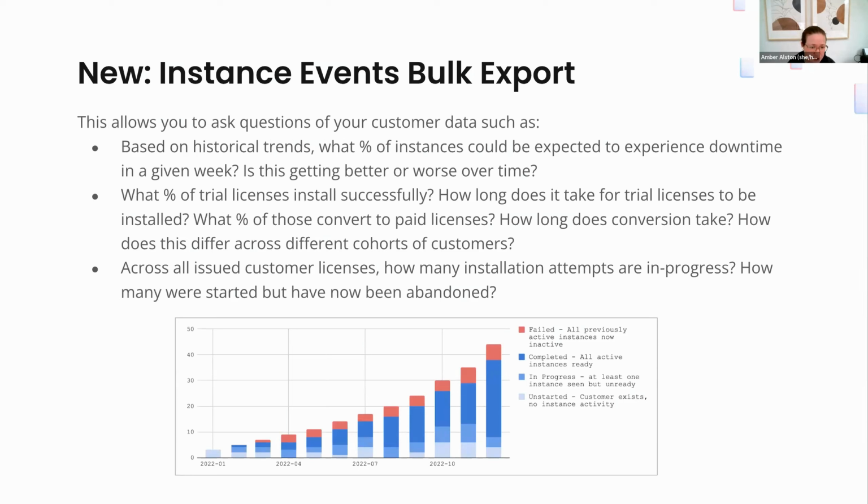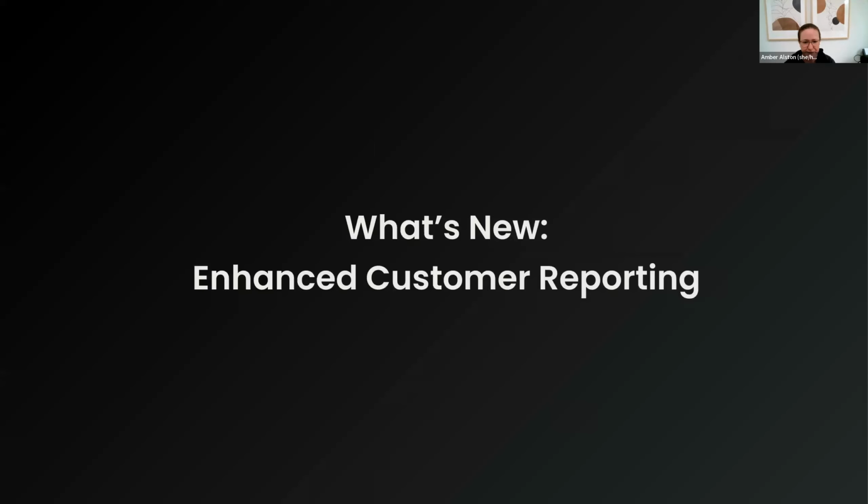Some of the questions we suggest you consider asking, if you're not already, are: based on historical trends, what percentage of instances might you expect to have downtime, based on that historical performance? Are you actually getting better over time? Looking at your trial licenses, what percentage of those trial licenses install successfully across all your customer license types? How many installation attempts are in progress, and how many have been started but are now abandoned? Those are just some of the questions that you can more easily answer now by taking the data that Replicated is providing you and exporting it into your system of choice.